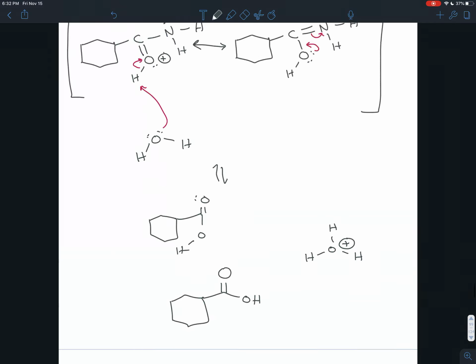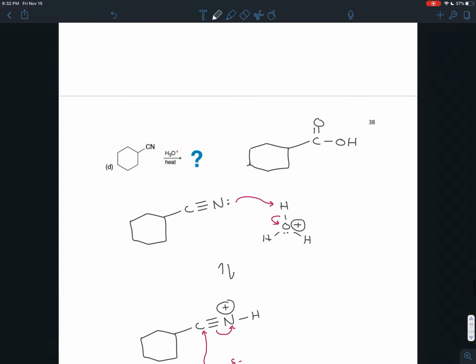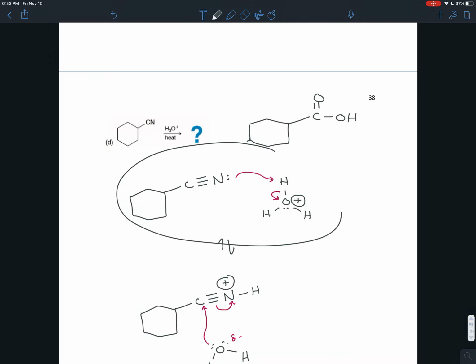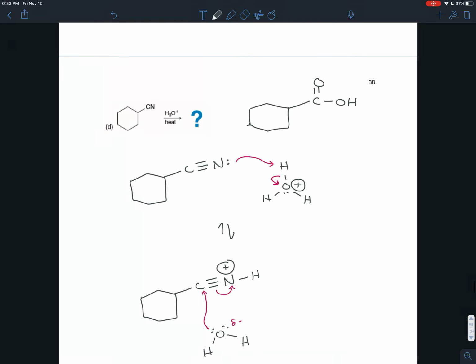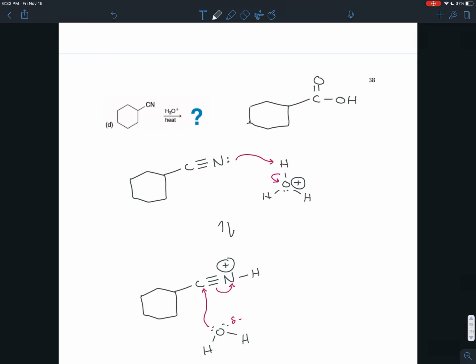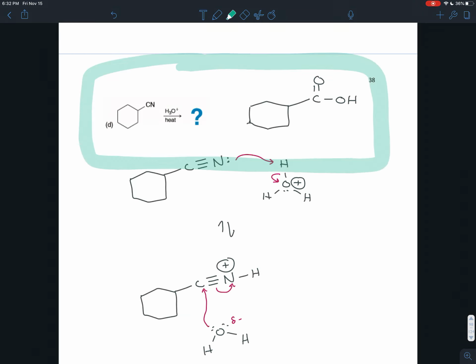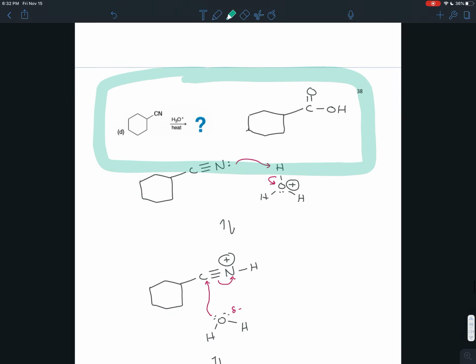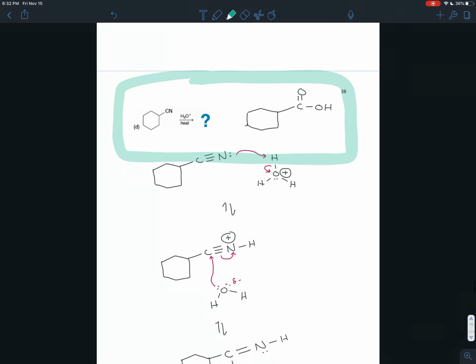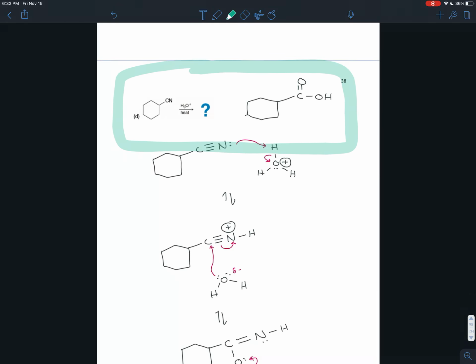So you can see ultimately you end up with a carboxylic acid in 2 major steps. The first step is the nitrile turns into an amide, and the second step is the acid-catalyzed hydrolysis of an amide. But in terms of synthesis, what you'd want to remember is anytime you see a nitrile combined with hydronium or any sort of strong acid, it will turn into a carboxylic acid. So those are the reactions of nitrogen.